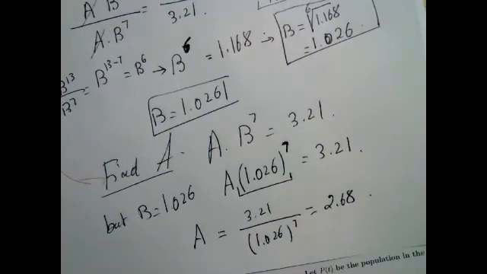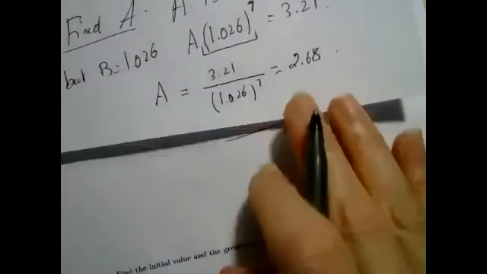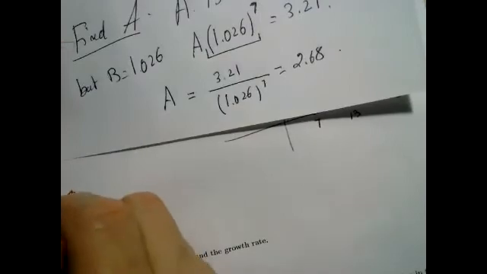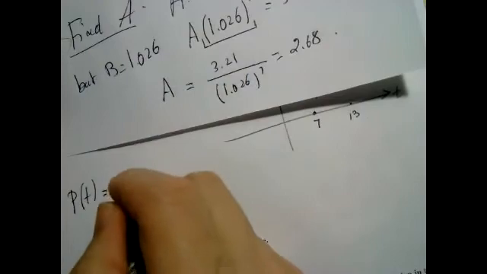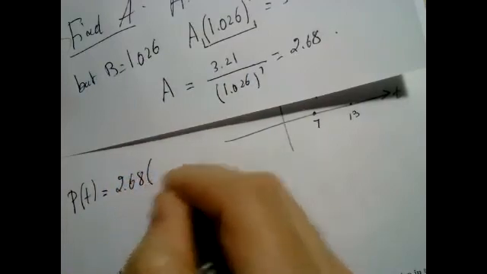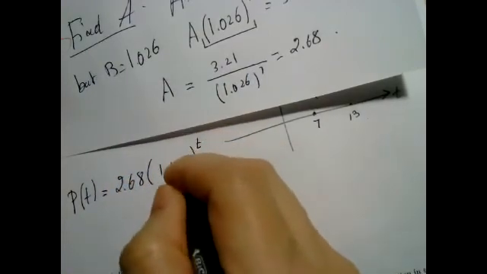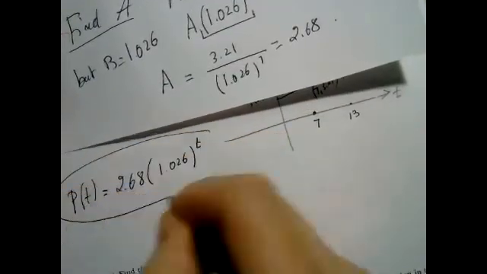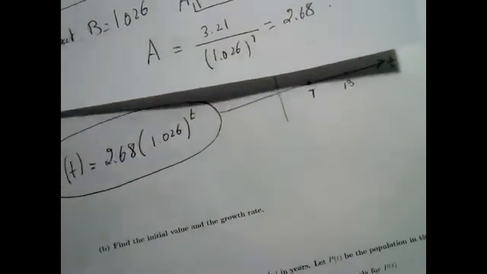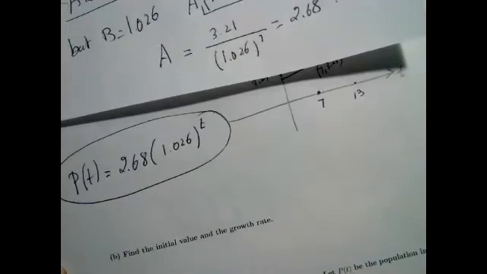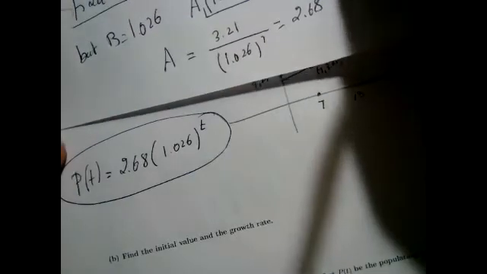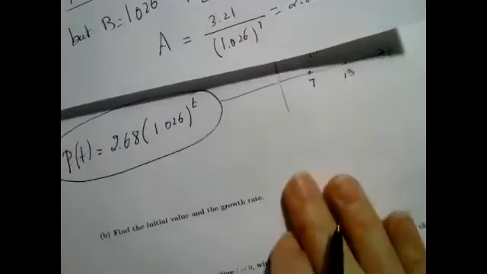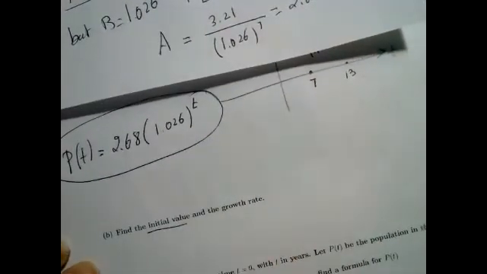You're absolutely correct. So now I have a formula for the population. I had two data values. I know it's exponential, but that's my population: 2.68 times 1.026 to the power t. That's a formula for the population. Now that I have the formula, because I was able to track the population and count it in a way like a census, my question was the following: what's the initial value and what's the growth rate of the population?